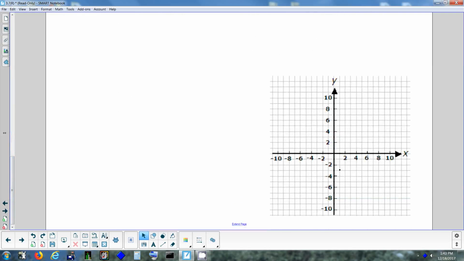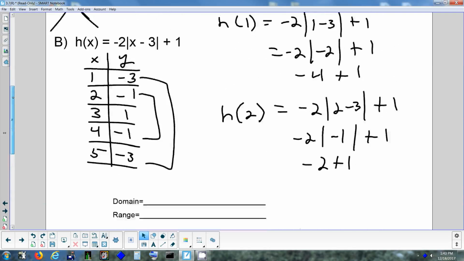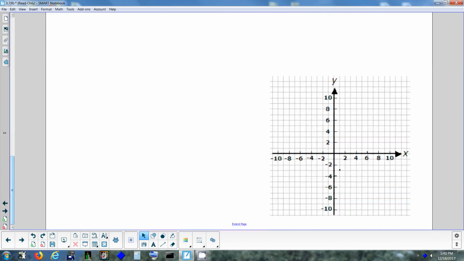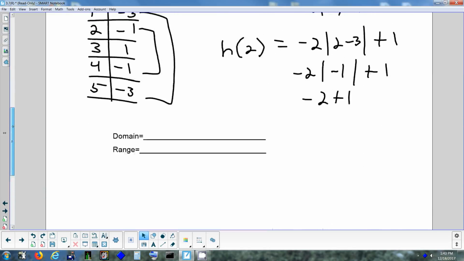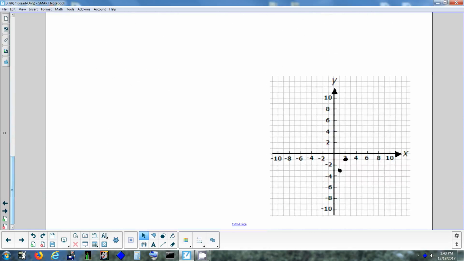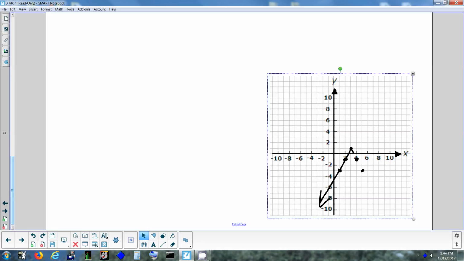If you just graph that one point, you wouldn't know. You've got to graph some more points to see. (2, -1). The next one, (3, 1). Somebody read off the next point to me so I don't have to scroll back up. (4, -1). And (5, -3). Good job. Connect your dots.